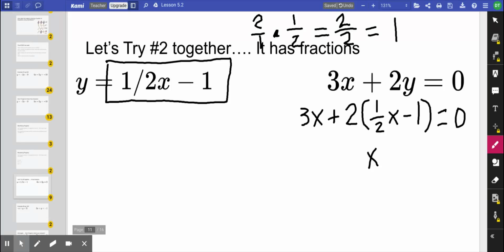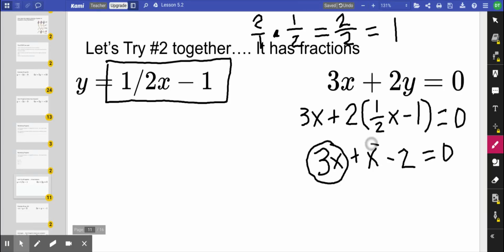And that should make sense, because if I have 2 halves, I have half, you have half, we put them together, that gives us a whole x. And then we have 2 times negative 1, which gives us negative 2. So 3x plus 1x minus 2 equals 0. So we have some like terms we can combine here, that 3x and the 1x. 3 x's and 1 more x gives me 4x minus 2 equals 0.